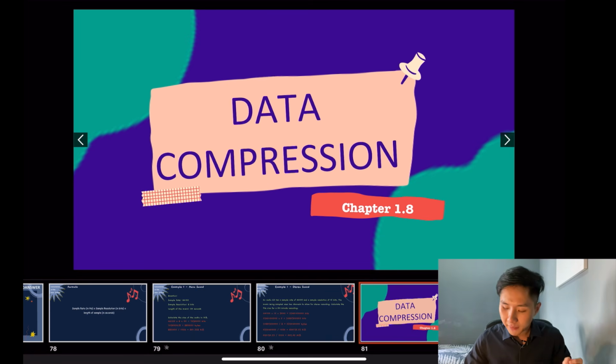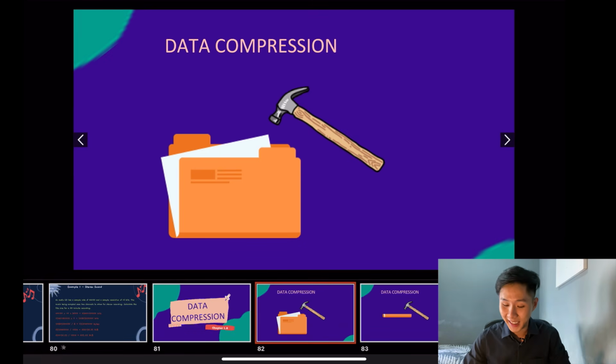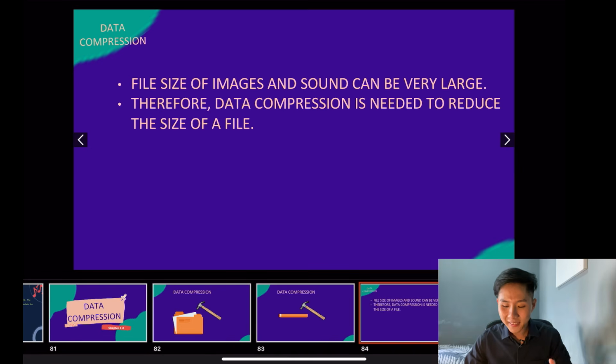And there is a way that we can compress all these files so that we can retain the information but lose some of the storage size. So let's see how we can do this, how we can compress the data, just like in this animation here. And like what I said, file size of images and sound can be very large. Therefore, we need to do something called data compression. It is equivalent to the zip function in your computer, if you notice.